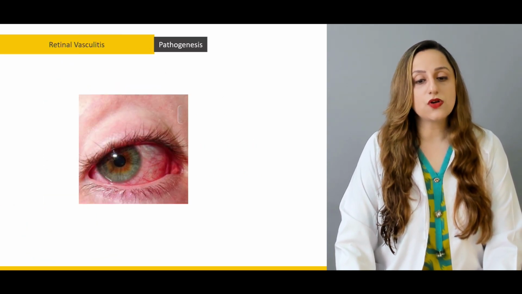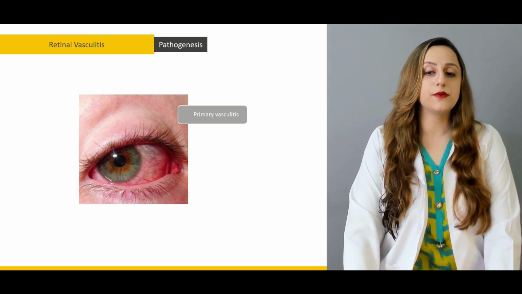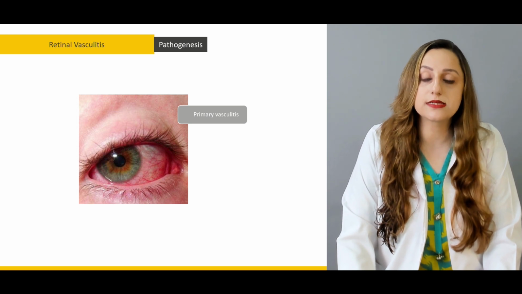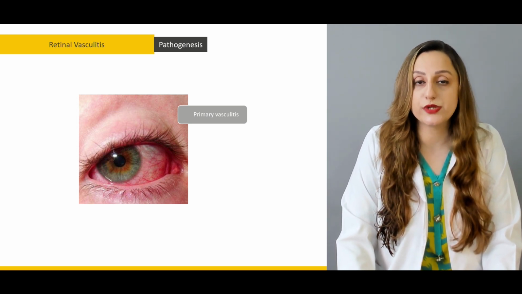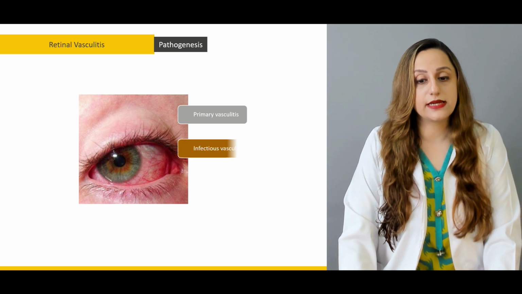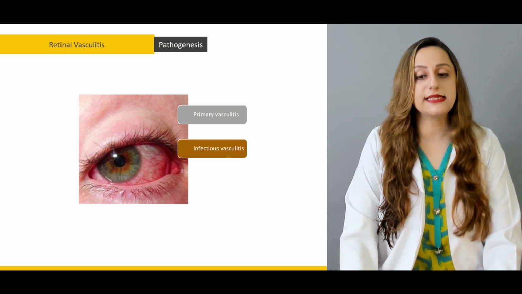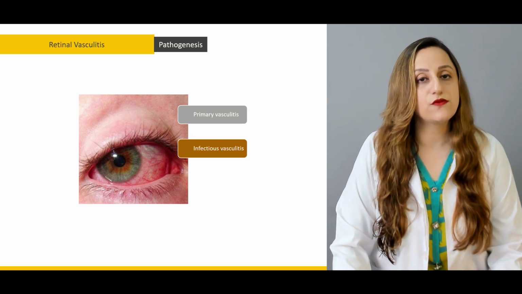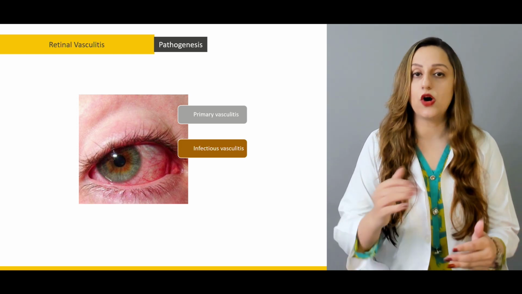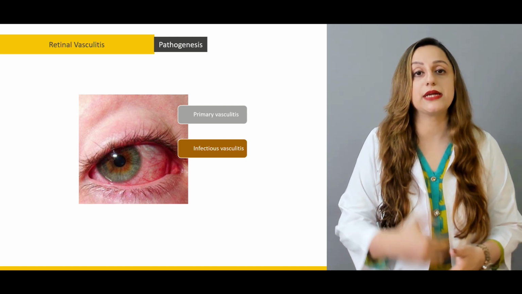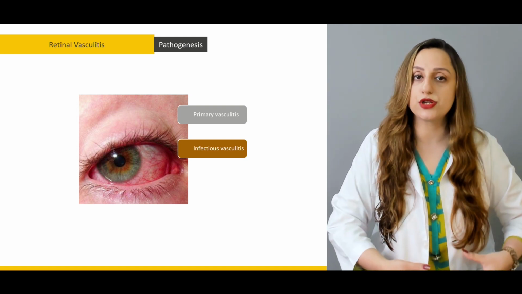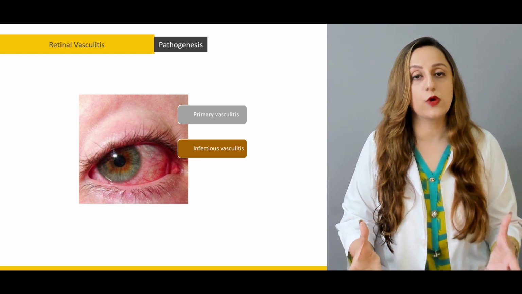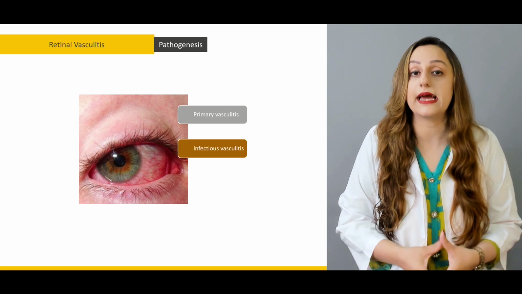The pathogenesis of retinal vasculitis: it can be a primary vasculitis, that is, of idiopathic nature, in which there is no known cause of the vasculitis. And then finally, we have infectious vasculitis. When we say infectious vasculitis, the causes are known. It can be bacterial in origin, viral in origin, or parasitic; toxoplasmosis can be one of the reasons, and rickettsial.